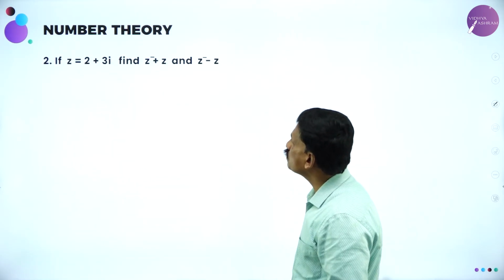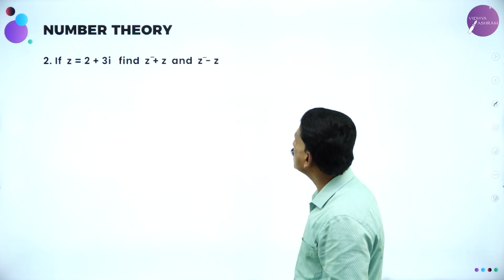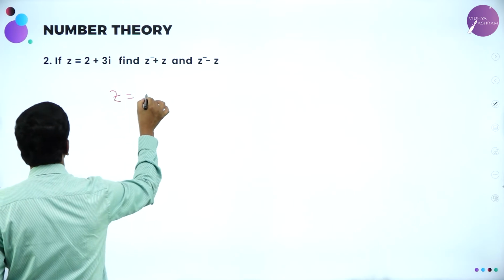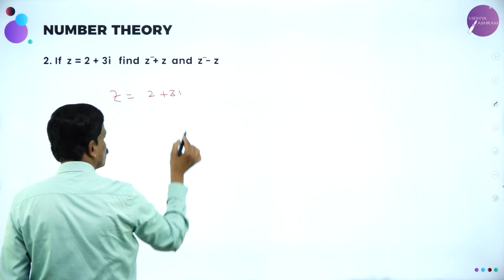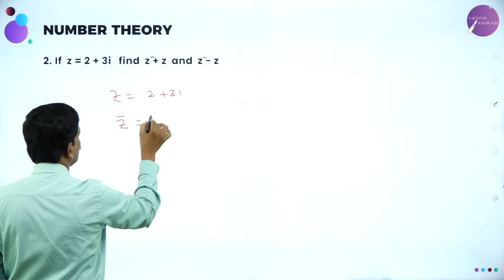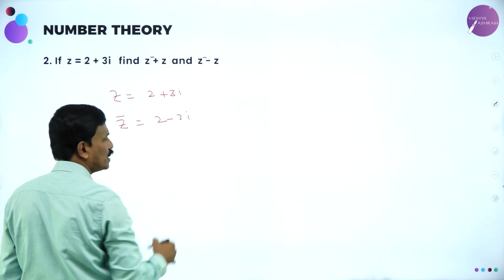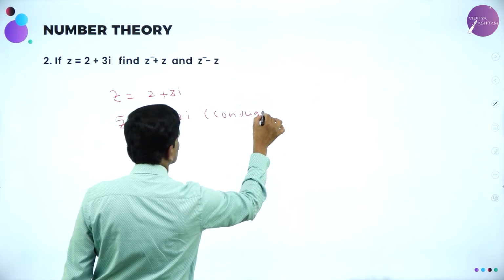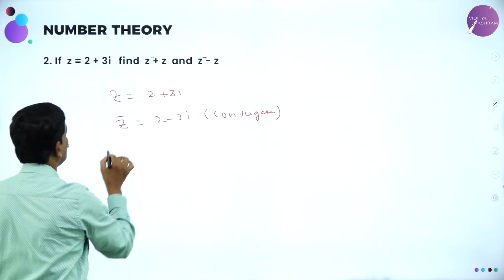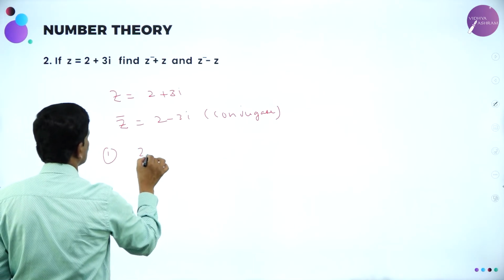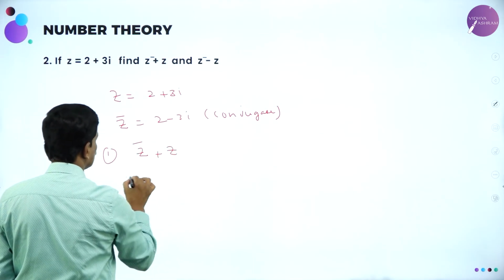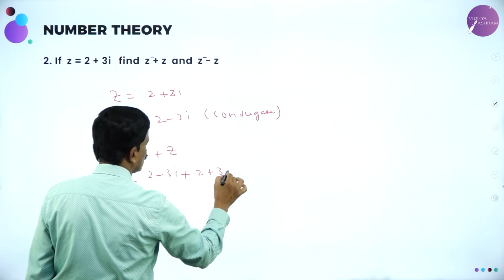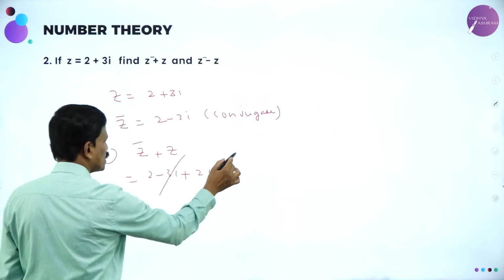If z is equal to 2 plus 3i, find z bar plus z and z bar minus z. So, what is given here? z is equal to the given 2 plus 3i. So, we know z bar is nothing but the conjugate. The conjugate of this is 2 minus 3i, the conjugate of z. Now, find out the first one. What is the first one? z bar plus z. What is z bar? 2 minus 3i plus z is equal to 2 plus 3i. Just here, minus 3i plus 3i gets cancelled.